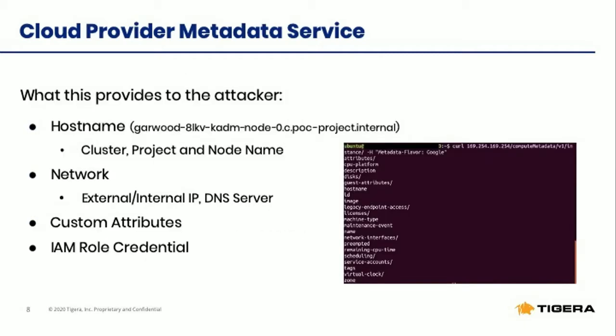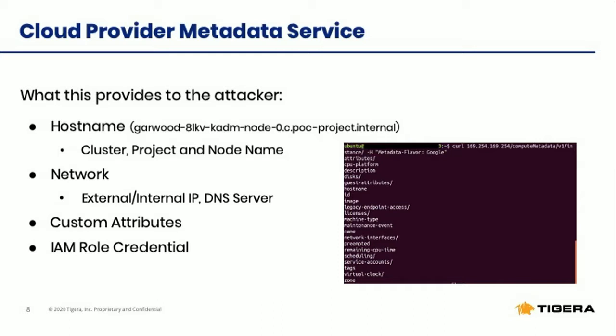So in our view, what does that mean? You can see that there is your hostname, which gives you a good amount of information, because a lot of times users or DevOps will like to have their owner's name, what the node is, or which node it is on. It also tells you the project name. So these are all good information for the attacker to then use to deduce what's in the project or the cluster.